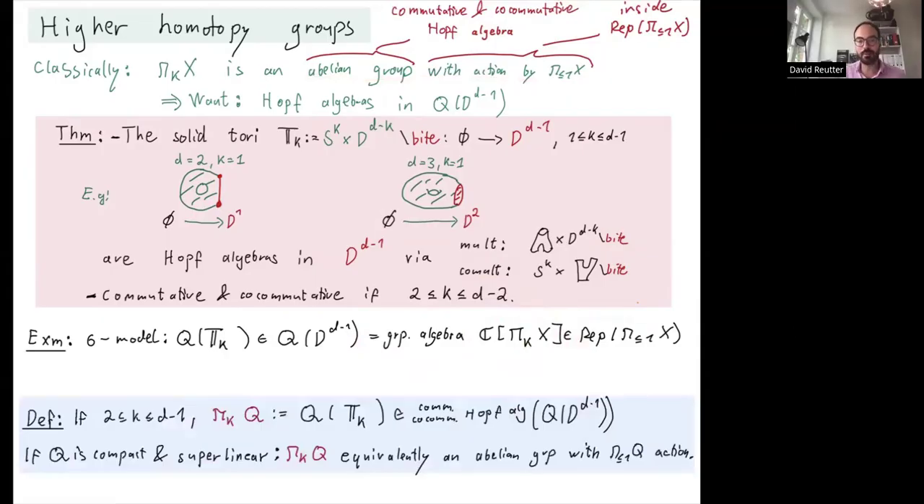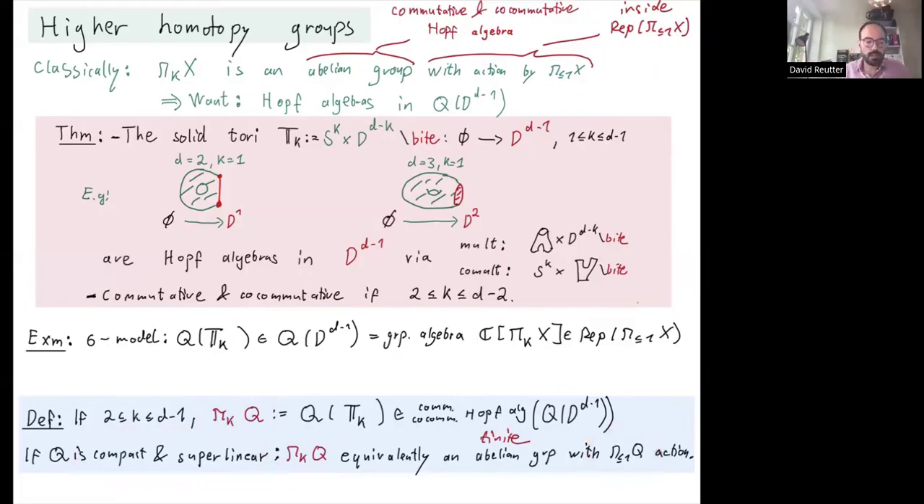So I have a way from a sigma model to recover the higher homotopy groups as a local system. And so I just use this as a definition. If my k's are in the correct range, I define pi_k of Q to be just the value of my TFT on this torus minus a ball, seen as a co-commutative and commutative Hopf algebra in Q D minus 1. And if Q is nice enough so that this category is a symmetric multi-fusion category, which is implied if this is compact and super linear, then this data is equivalent to a finite abelian group with an action by this fundamental group. Okay, and there you go.